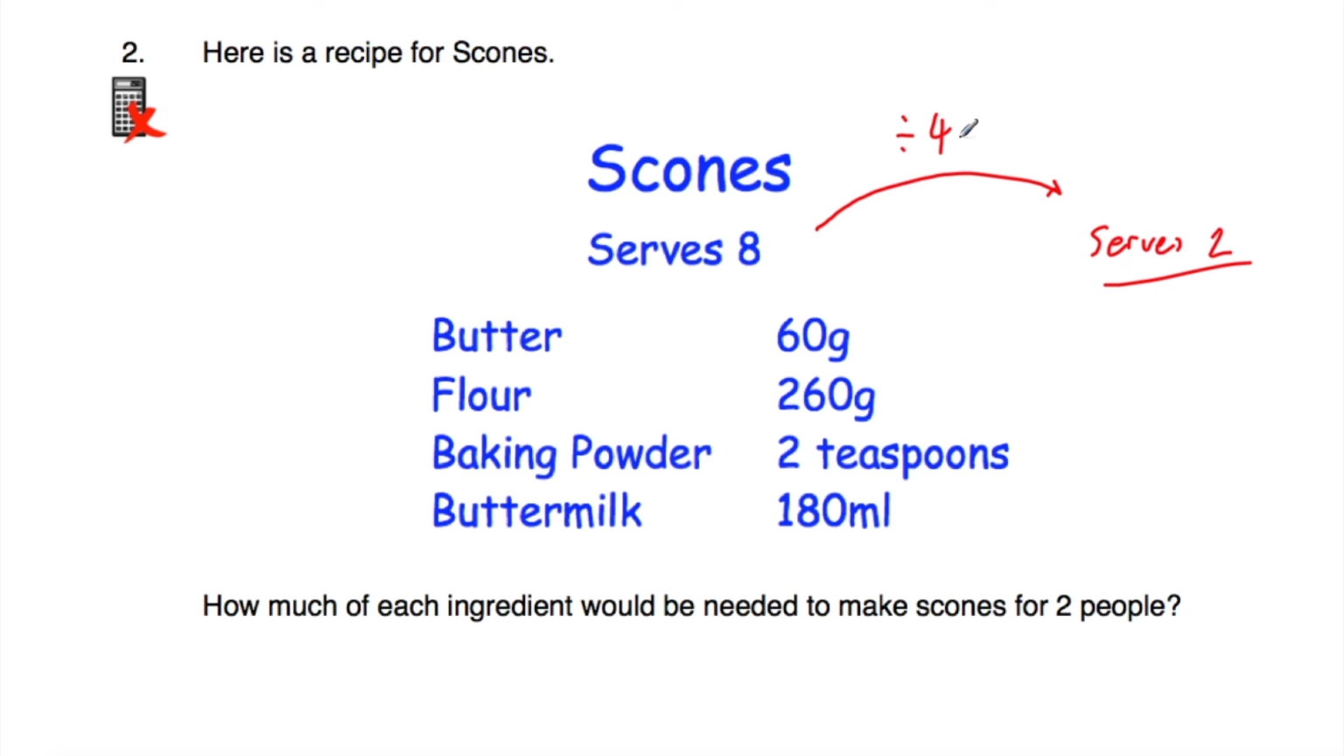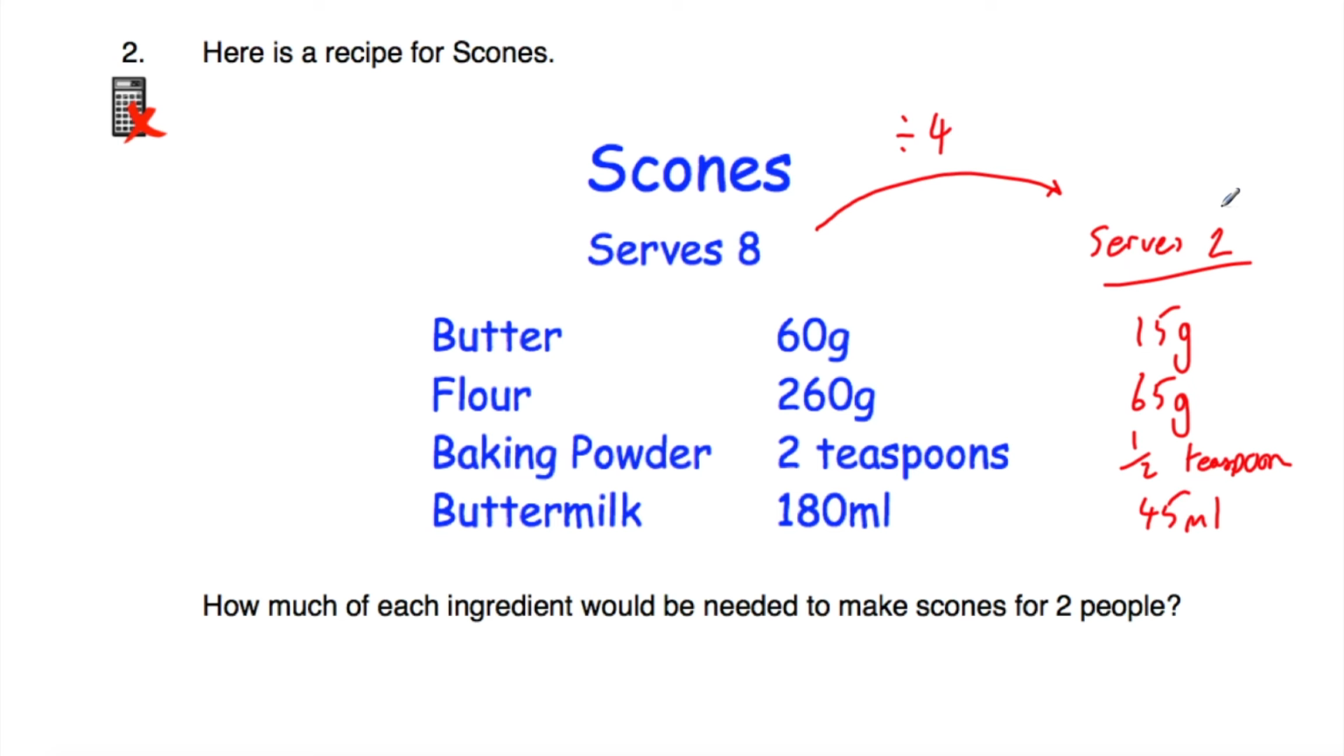60 divided by 4, half it is 30, half again is 15, so that's 15 grams of butter. In terms of flour, half it would be 130, half it again would be 65 grams of flour. Baking powder, 2 teaspoons. Well, we're going to divide that by 4, so half of it would be 1 teaspoon, and half again would be half a teaspoon. And then in terms of the buttermilk, that's 180 grams. We're going to divide that by 4, so half it and half it again. Half of it would be 90 millilitres, and half again would be 45 millilitres.